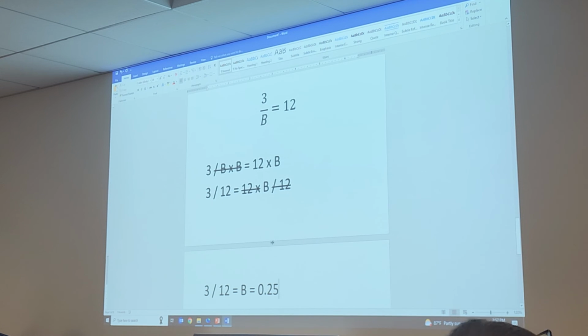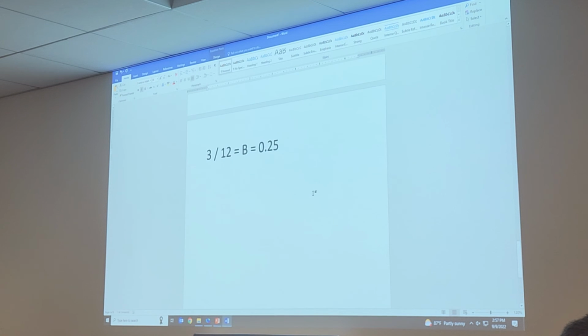There's a 1 under the 2 over here, so we can divide it through. If you multiply the 3 on both sides, this is what is going to happen. Alright, so we have 3 divided by B equals 12. Multiply 3 on both sides, right?